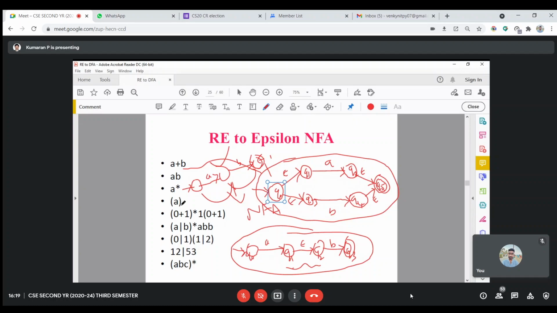Okay, and what about A star? Very simple. I already drew it: from a starting state, I can directly go to the final state, or one time of A, or any number of times of A. So these are all epsilons. This is the starting state, this is the final state. This is Q naught, Q1, Q2, this is Q3. What is this parenthesis of A? This is nothing but a simple A. So there is only one starting state, one final state, and a transition on A. That's it.